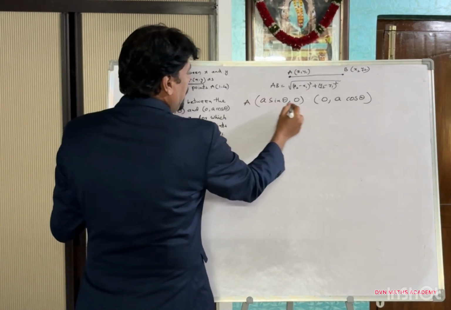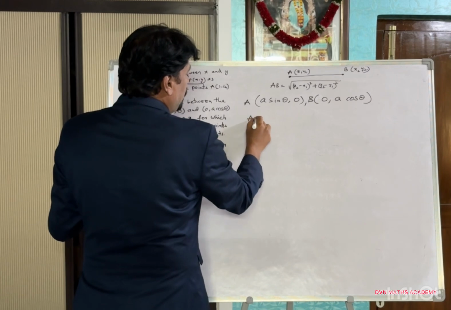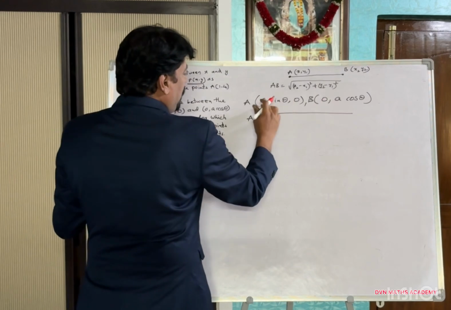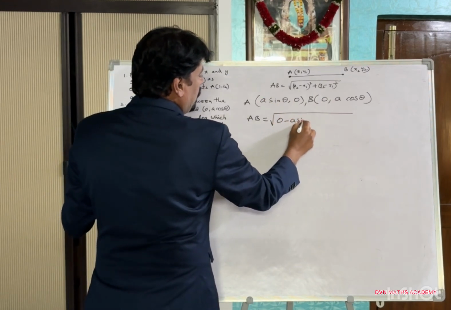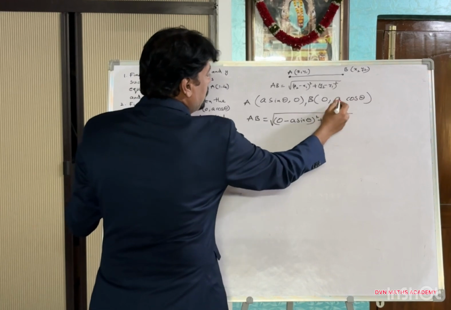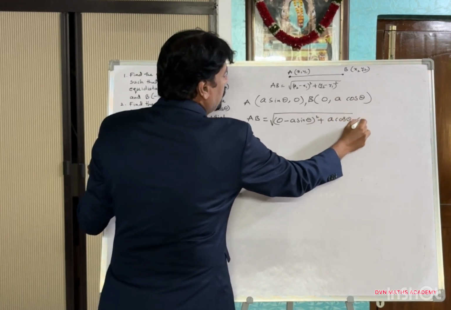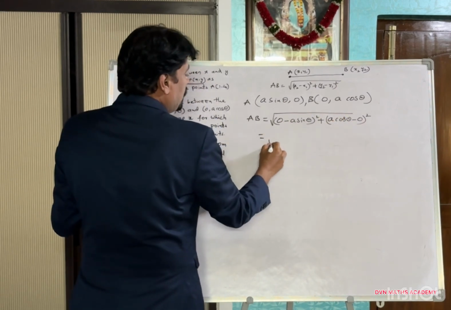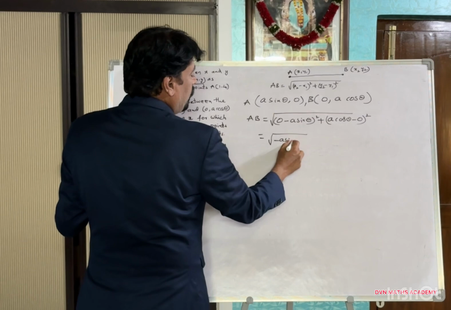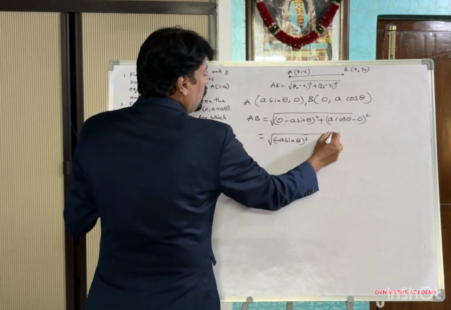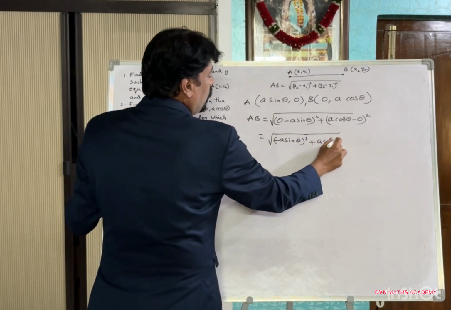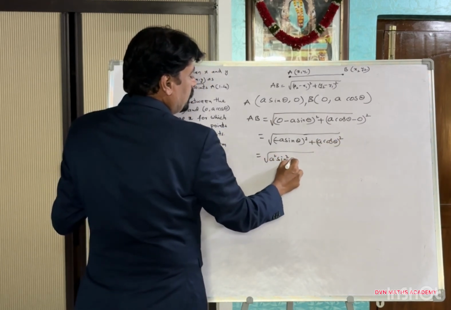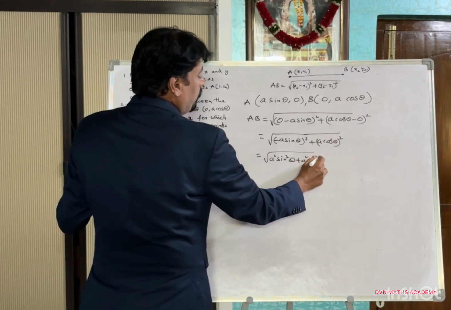So you say this point is A and this point is B. Then AB, if you apply the same formula, you will get 0 minus a sin theta whole square plus a cos theta minus 0 whole square. I mean x2 minus x1 whole square plus y2 minus y1 whole square. This becomes minus a sin theta whole square plus a cos theta whole square. So this becomes a square sin square theta plus a square cos square theta.